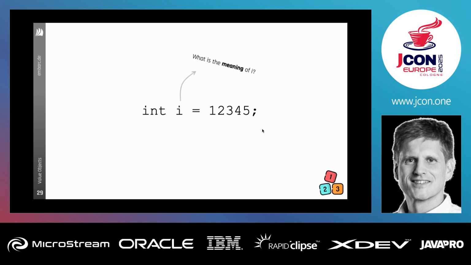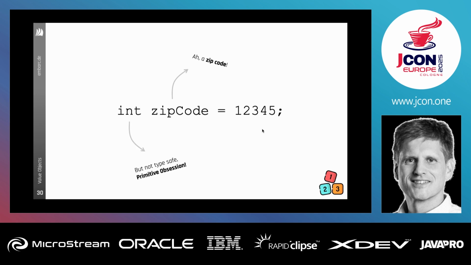Actually, I don't know what i means. What is the meaning of i? Maybe it's a zip code, and I should have a better naming. I should not use i as a variable name. I should use zipCode, for example. But it's still kind of not type safe, because we call it primitive obsession.